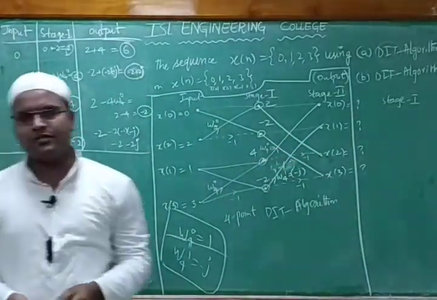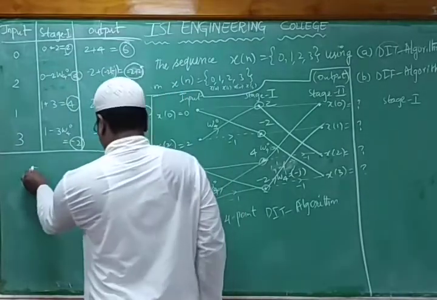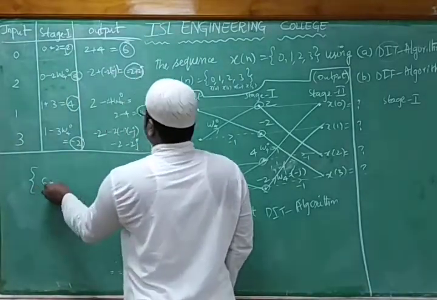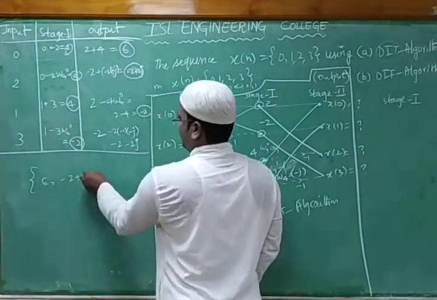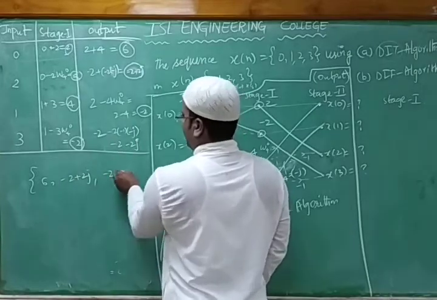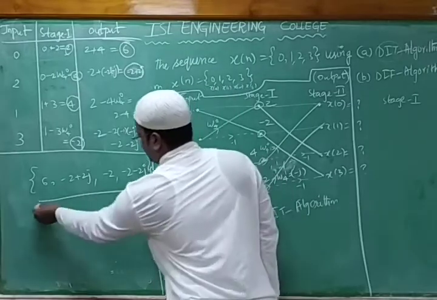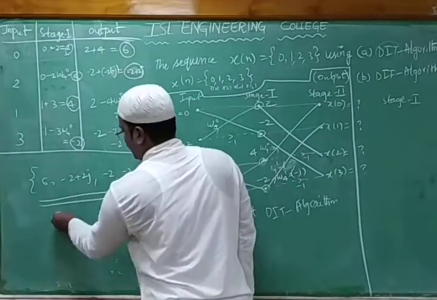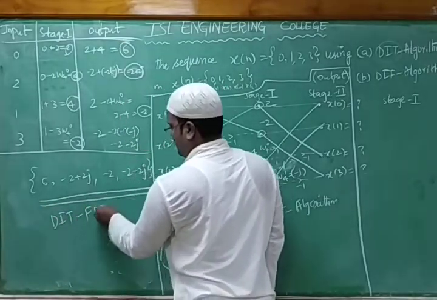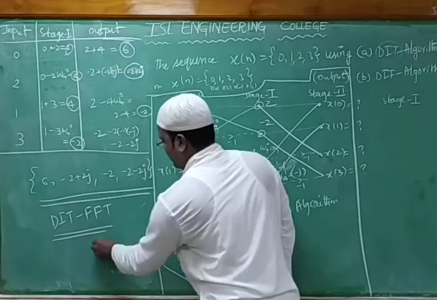So now tell me the total sequence, the output of the sequence. 6, minus 2 plus 2j, then minus 2, minus 2 minus 2j. That is the complete sequence of your function by using the DIT FFT algorithm for 4 points.